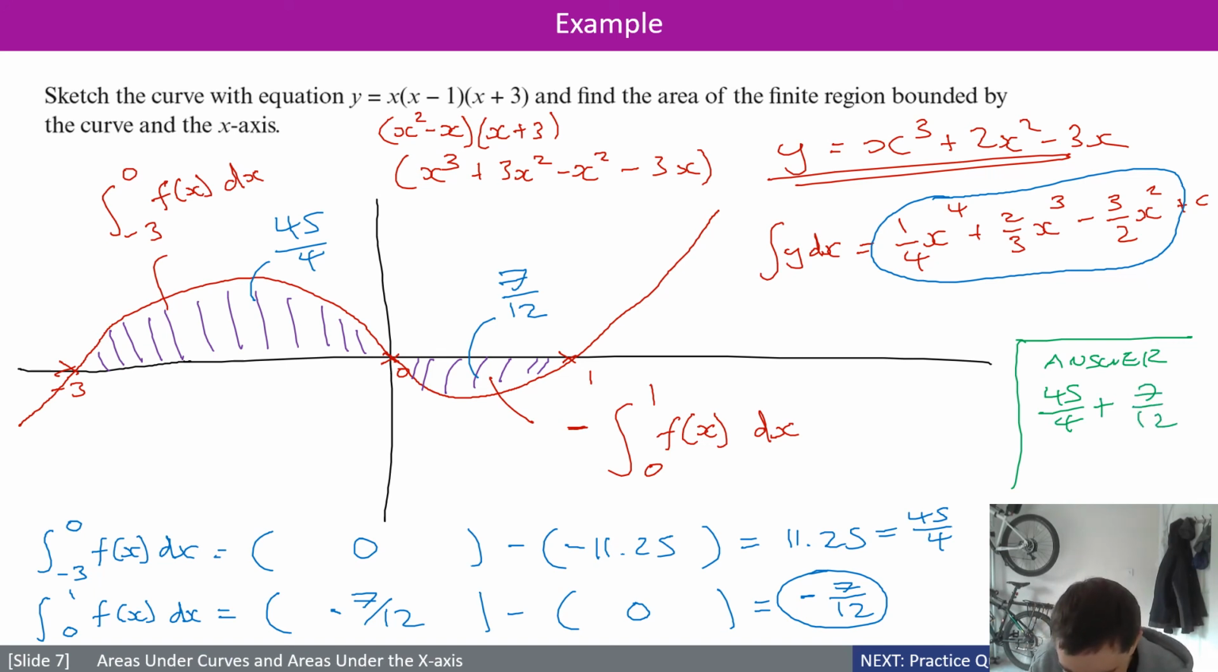And in this case, we get 71/6. And that's it, done.